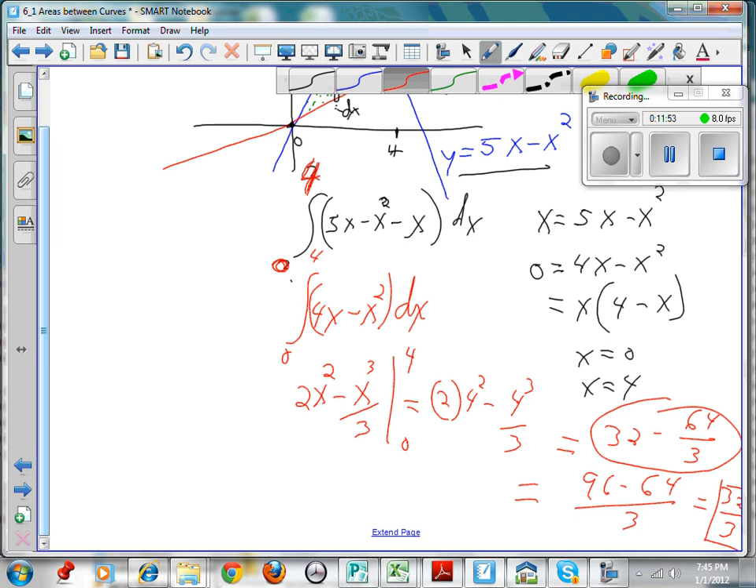32 thirds. Okay, next video, we'll talk about area between the curves, but we'll look from the y-axis. So we've got to turn our head sideways, which startles people sometimes. So let's work one of those problems.